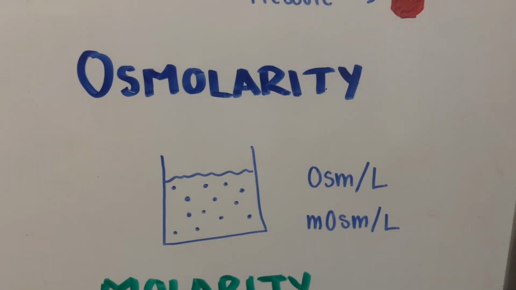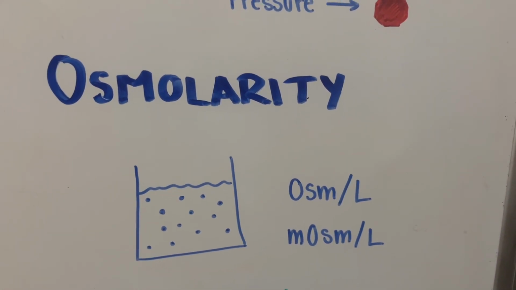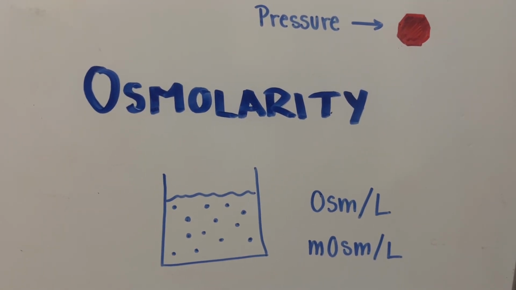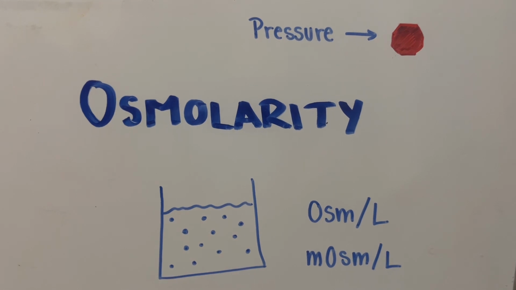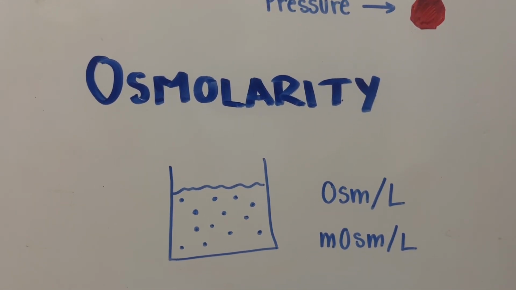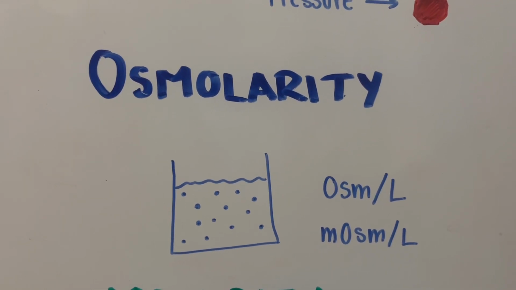Osmolarity is the total concentration of solute particles in a solution. It is a measure of the number of osmoles of solute per liter of solution and is typically expressed as osmoles per liter or milliosmoles per liter. Osmolarity reflects the total number of solute particles regardless of their chemical nature or size.